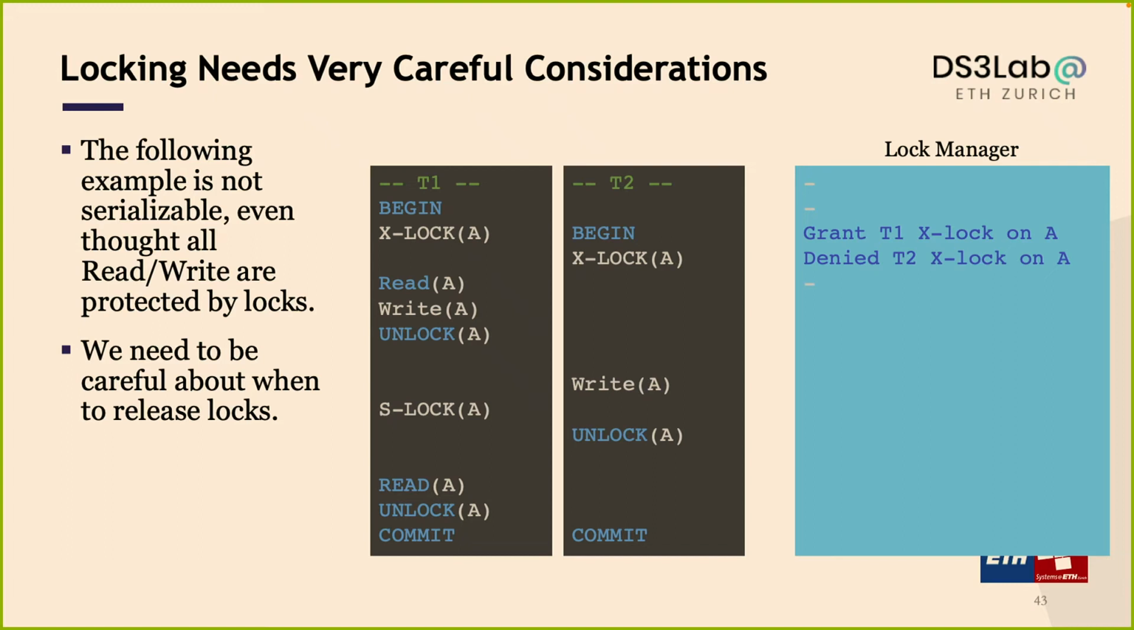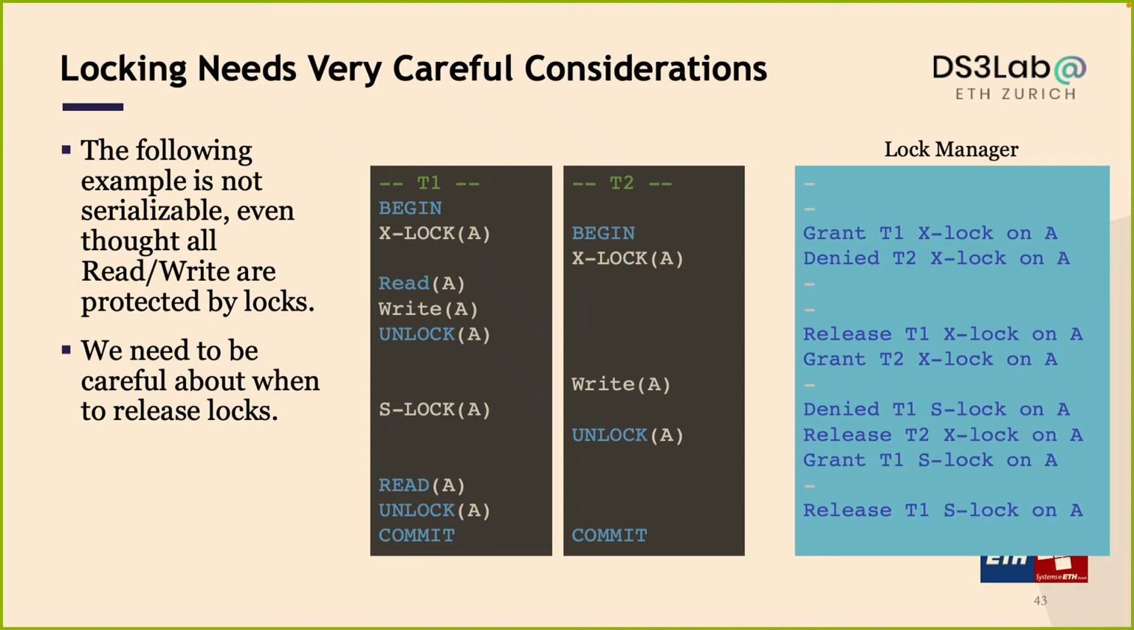And then T1 does things on A. It reads and writes, and then I'm done. I'm not using this anymore, right? So I will unlock A, and then T2 gets the lock. Then T2 can proceed. T2 writes A, and then T1 says, wait, I actually want to read A again. I want another lock on A, but T2 is holding this lock. T1 needs to wait, and then T2 does whatever, unlocks A. T1 gets the lock, reads A, and unlocks A, both commit.